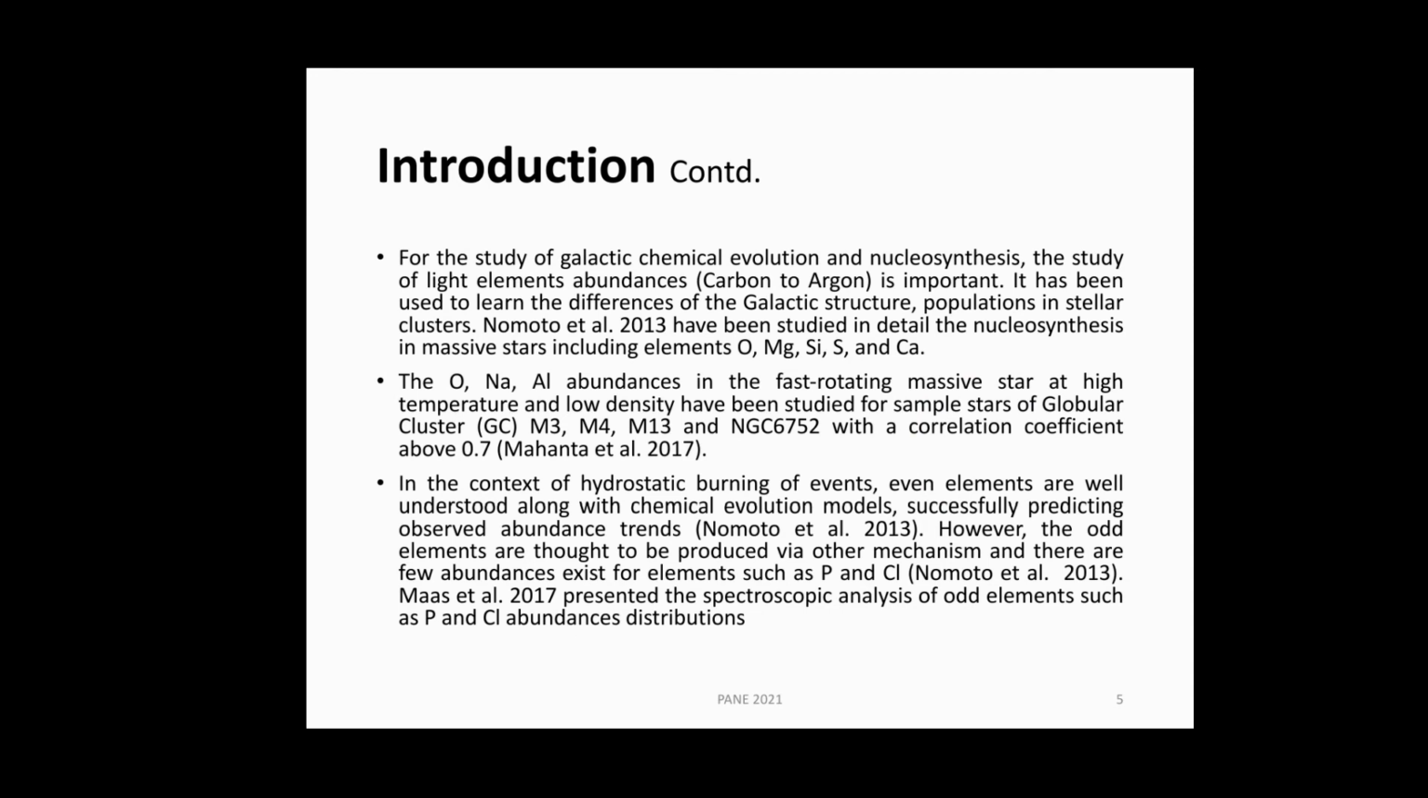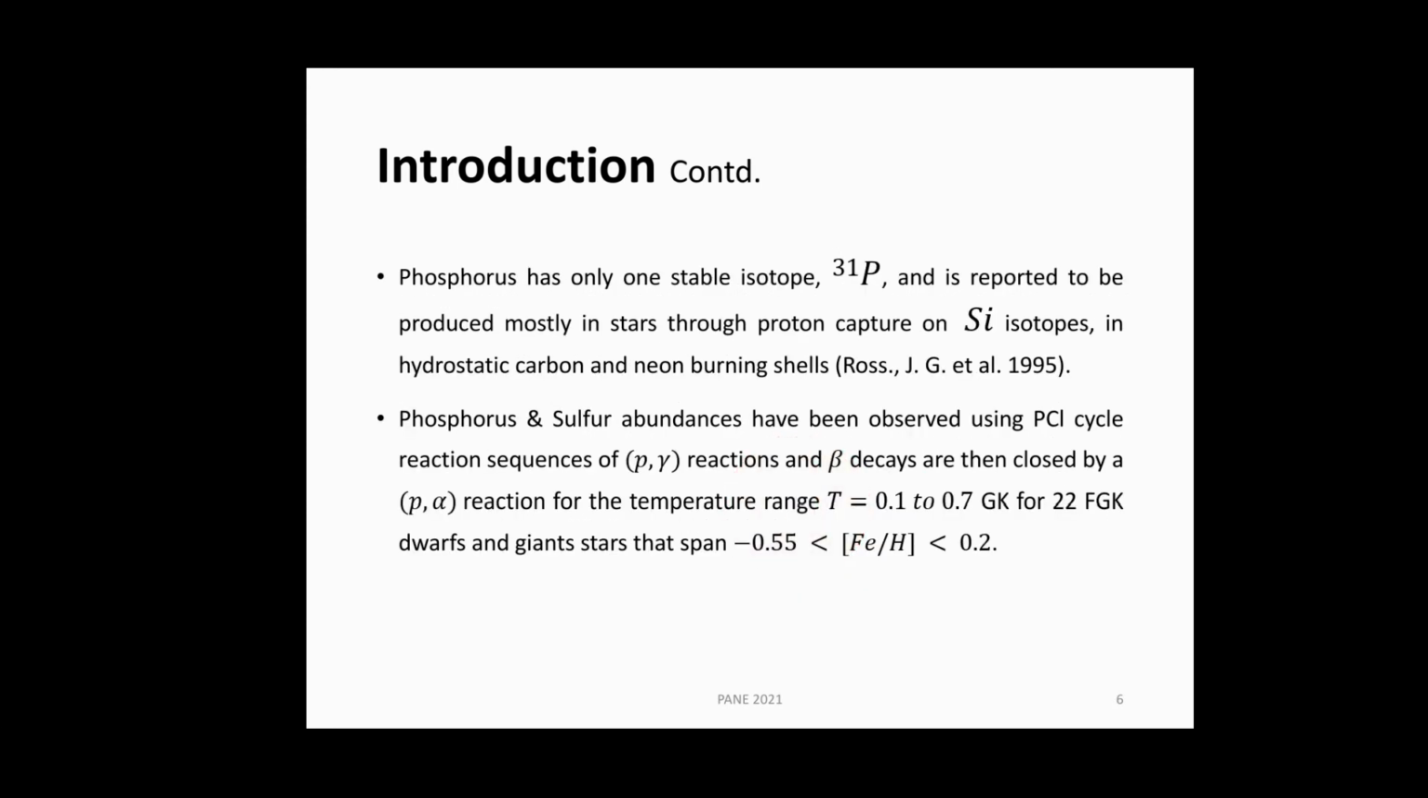For the study of chemical evolution and nucleosynthesis, the study of light element abundance is important. In the context of hydrogen burning events, even elements are well understood along with the chemical evolution model, which successfully predicts their abundance trends. However, the odd elements and heavier elements are thought to be produced via other mechanisms. Phosphorus has only one stable isotope, 31P, and is reported to be produced mostly in stars through the proton capture on silicon isotopes in hydrostatic carbon and neon burning shells.